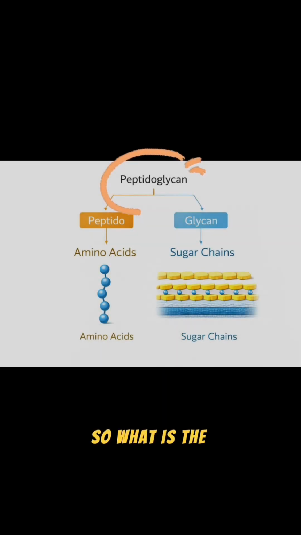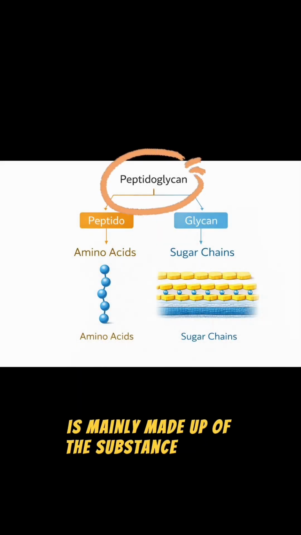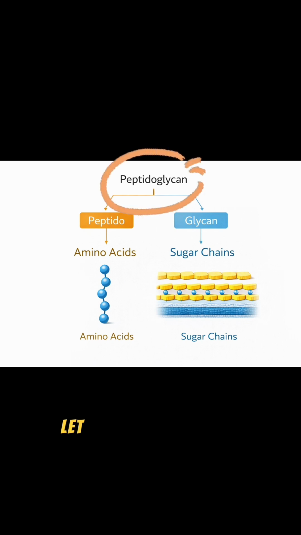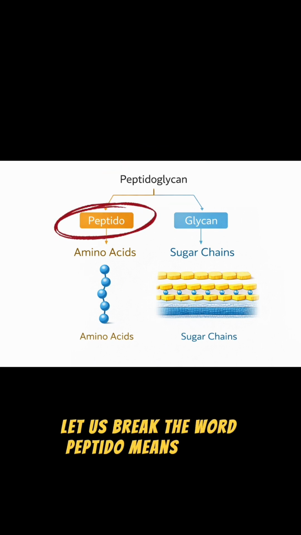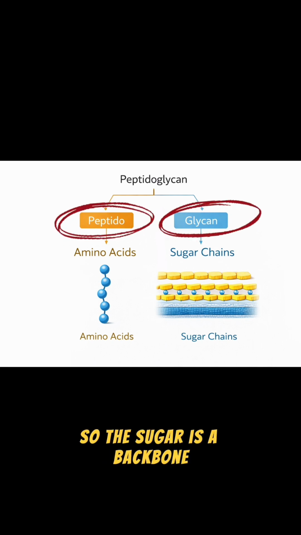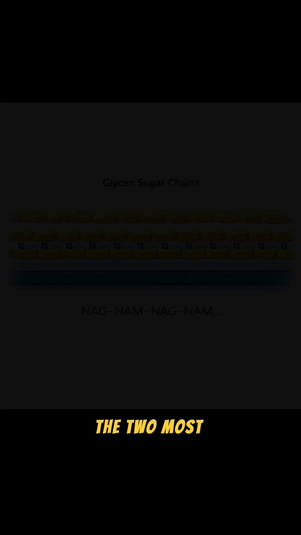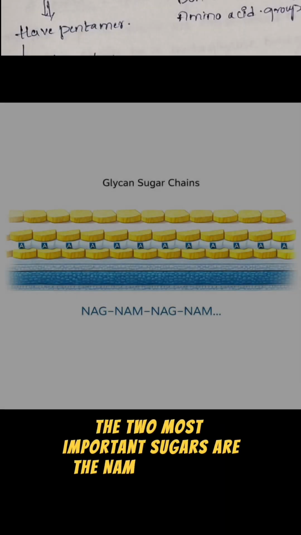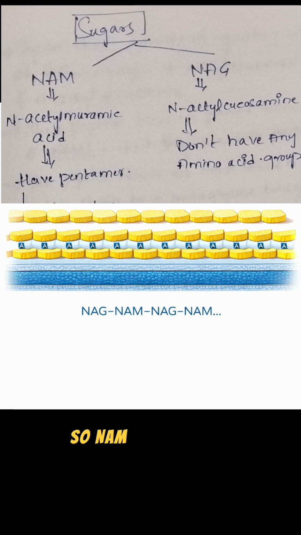So what is peptidoglycan? The bacterial cell wall is mainly made up of a substance called peptidoglycan. Let us break the word. Peptido means amino acids. Glycan means the sugar chains. So the sugar is the backbone, and the peptide helps in the cross-linking. The two most important sugars are NAM and NAG. NAM means N-acetylmuramic acid, and NAG means N-acetylglucosamine.